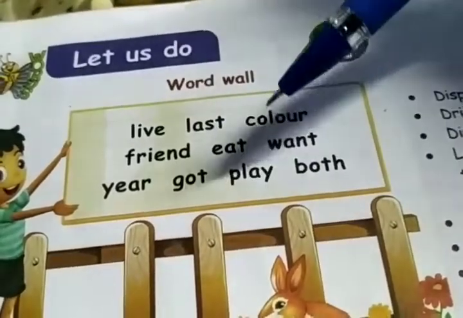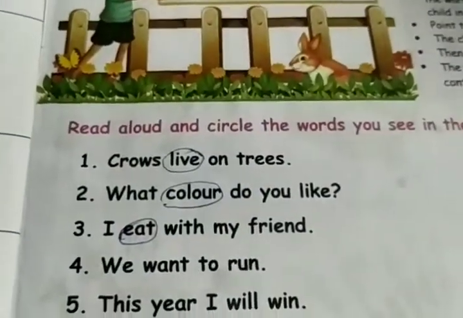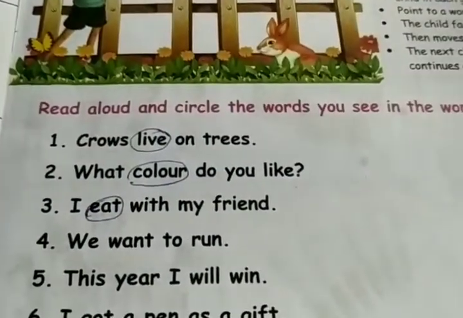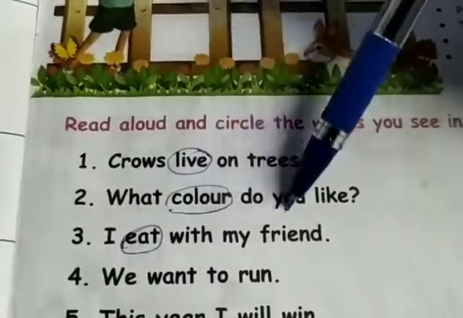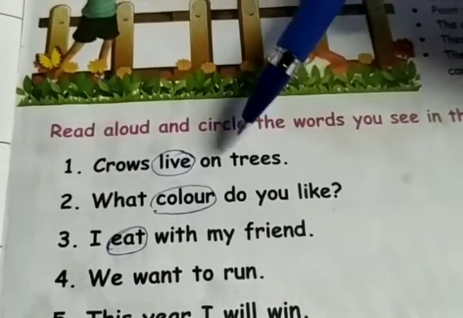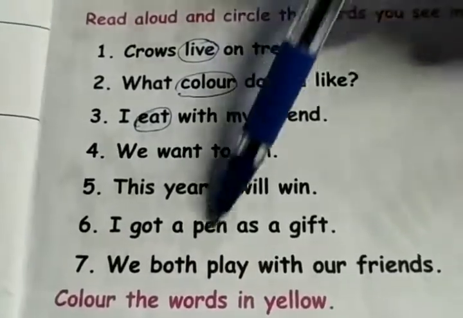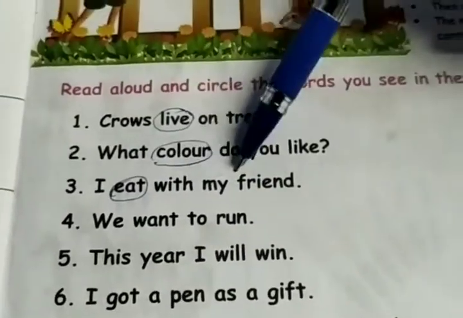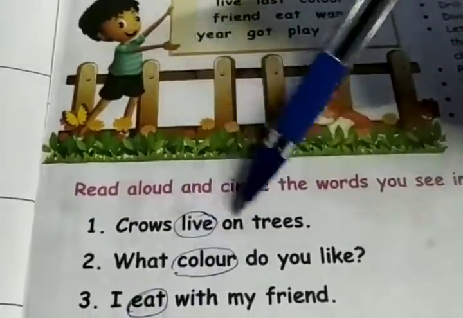So these word wall words we are going to use below. Okay, so we are going to circle the words from the sentences given. So these words in the word wall are used to make the sentences below. Okay, so first sentence is crows live on trees. In the sentences, there are 7 sentences given for you. Okay, 7 statements are given here. In these sentences, you have to find out the words from the word wall and circle them.